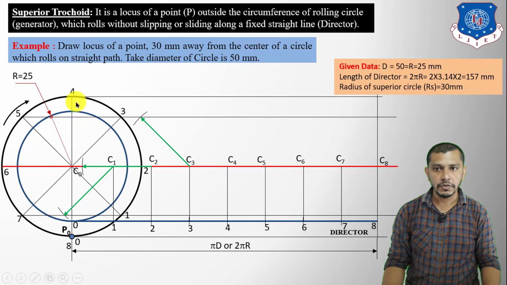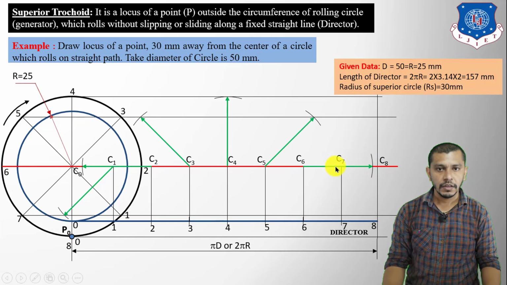Now with radius equal to the radius of the superior circle, and center at C4, give an arc on the line passing from the fourth division of the circle. Continue to give the arcs by taking center at C5, give an arc on the line passing from the fifth division of the circle. Take center at C6, give an arc on the line passing from the sixth division of the circle. Take center at C7, give an arc on the line passing from the seventh division of the circle, and C8 as the center, give an arc on the line passing from the 8th division of the circle. So we will get the intersection exactly over here.